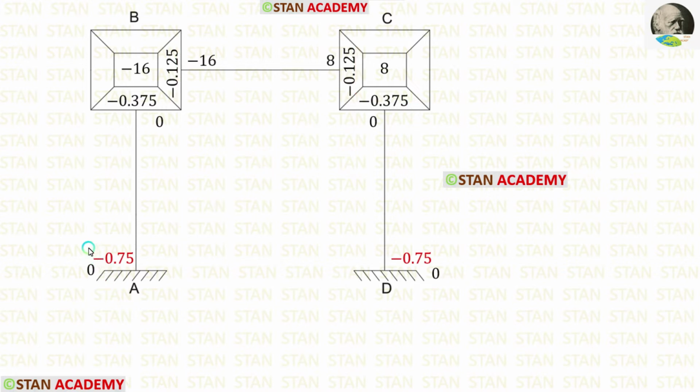Now let us enter the displacement factors. For the column AB, the displacement factor is minus 0.75. For the column DC, the displacement factor is minus 0.75.